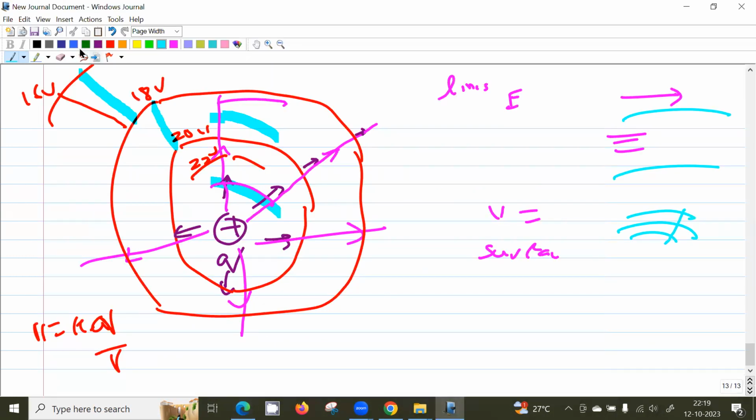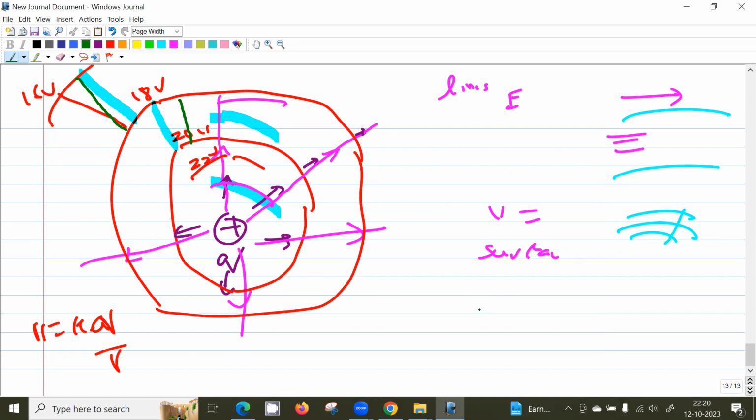See here, the potential drop from here to here is 2 volts, right? So that means the work done to move from here to here is 2 volts, and the work done to move from here to here is, but for a shorter distance, also 2 volts, because here the electric field strength is more.